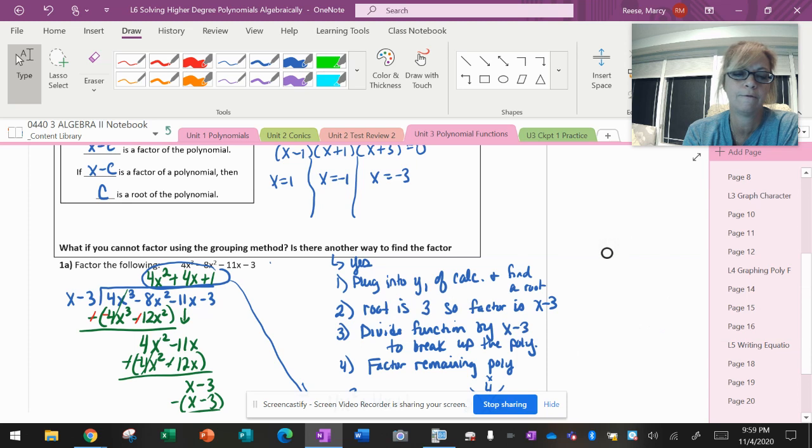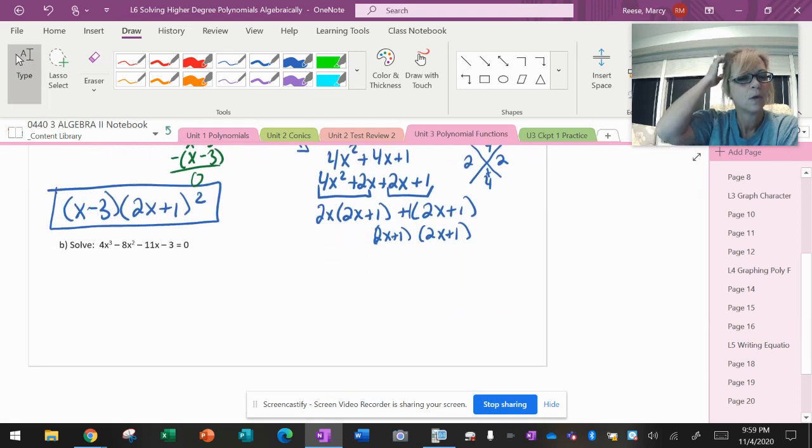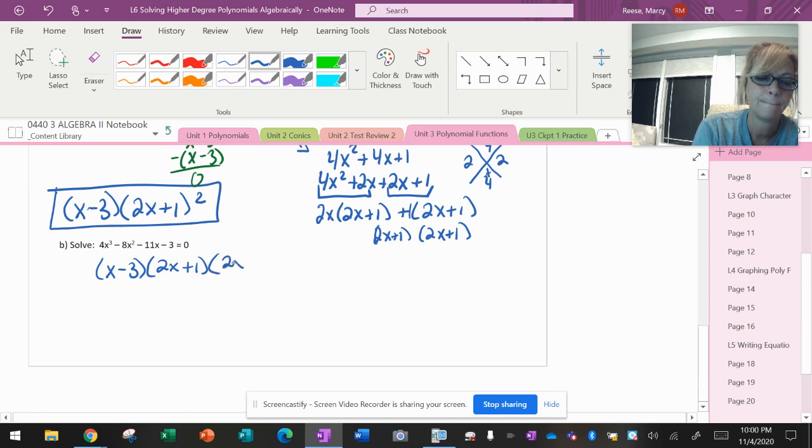So B, instead of looking at A, that was just an expression: 4x cubed minus 8x squared minus 11x minus 3. For B, I actually made an equation, and I said to solve. Typically what we would do is factor. Well, I already factored for you from up above.